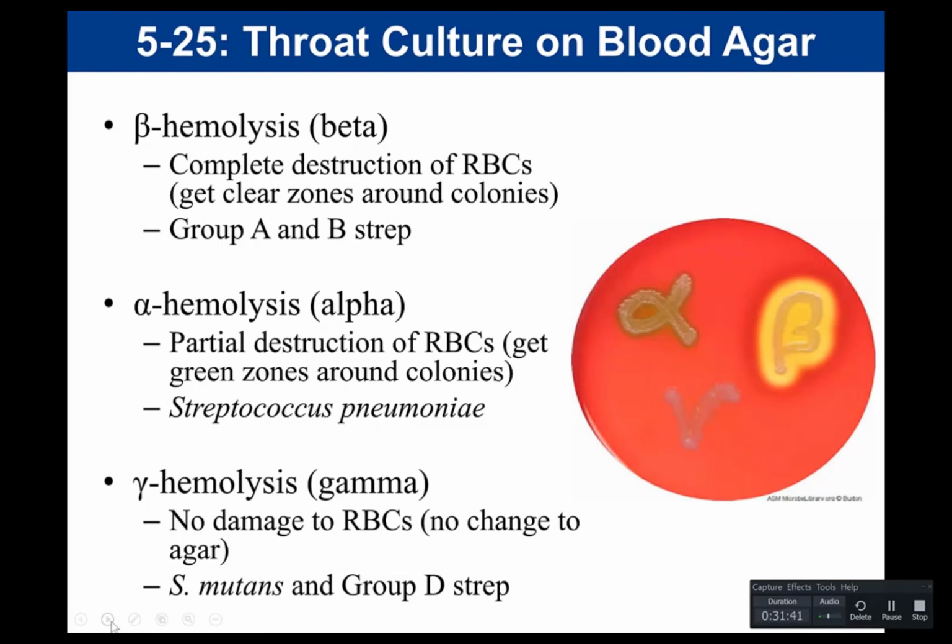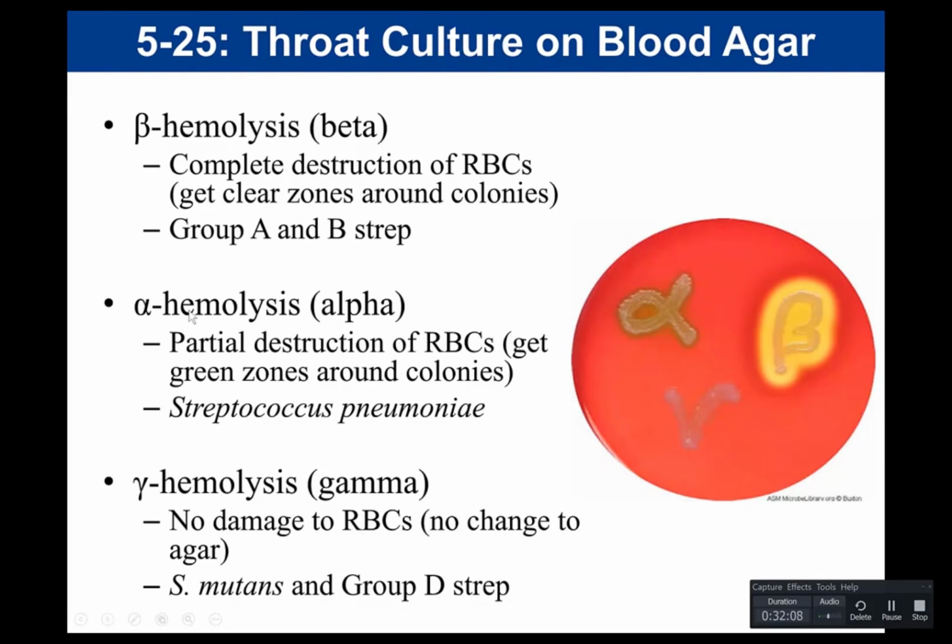So beta hemolysis, you're going to get clear zones around the colony. It almost looks like the agar is a little bit yellow. It doesn't turn the agar yellow. The yellow just is what appears as the red blood cells get broken down. And so the beta hemolysis is the complete destruction of red blood cells. This will be the case for both group A and group B strep, which we'll review in a minute.